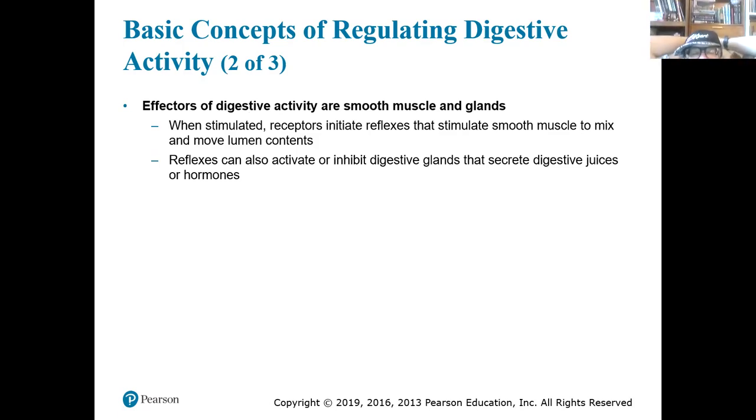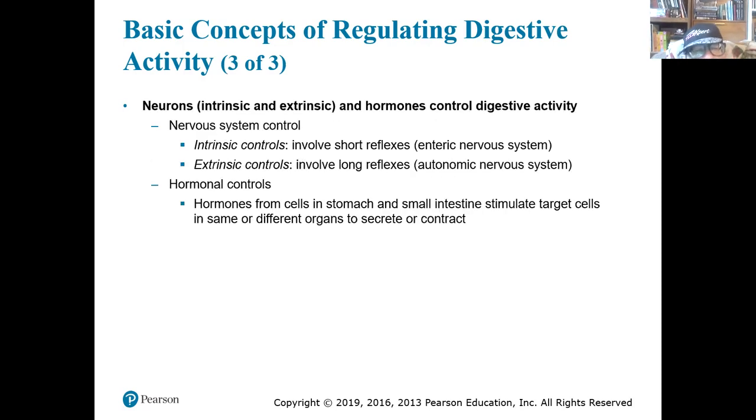When stimulated, receptors initiate reflexes in the smooth muscle. They stimulate the smooth muscle to mix and move lumen contents. That's talking about segmentation and peristalsis. Mixing is segmentation. Here, we'll do it like this. And movement, that would be peristalsis. So reflexes could also activate and inhibit glands that secrete digestive juices or hormones. Makes sense.